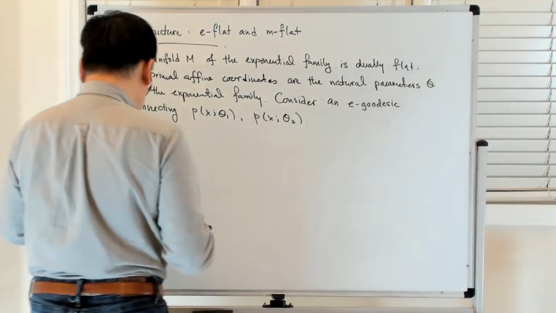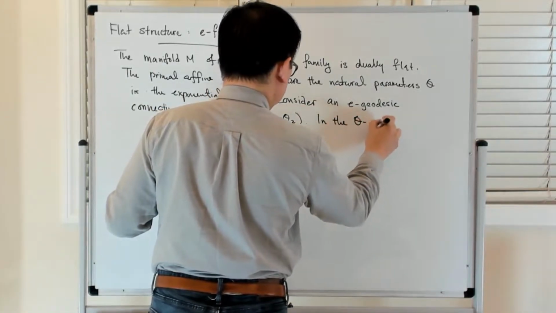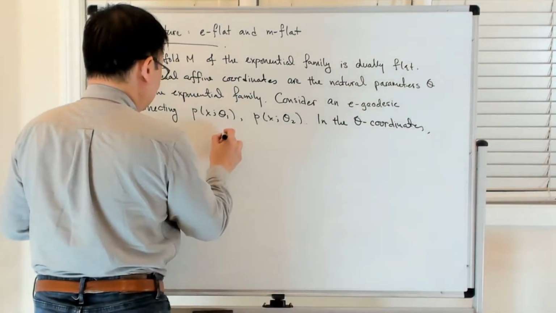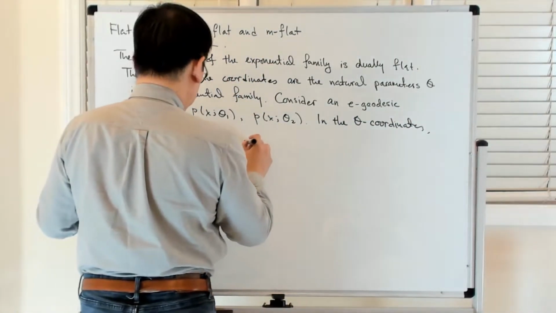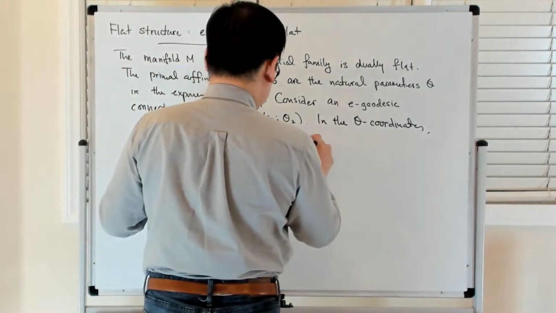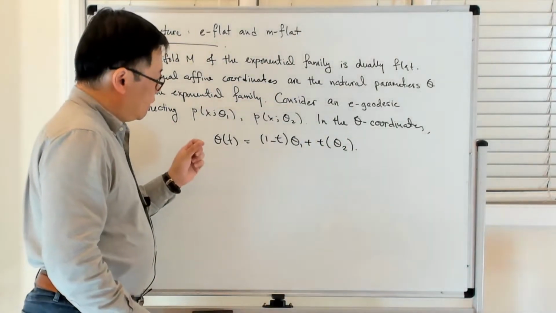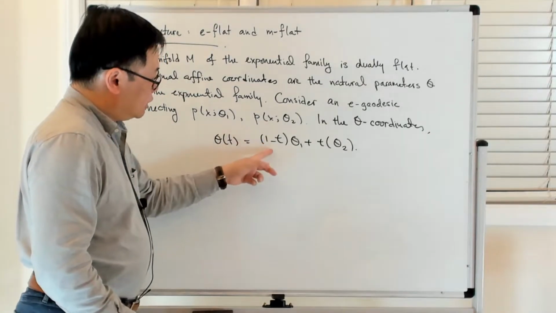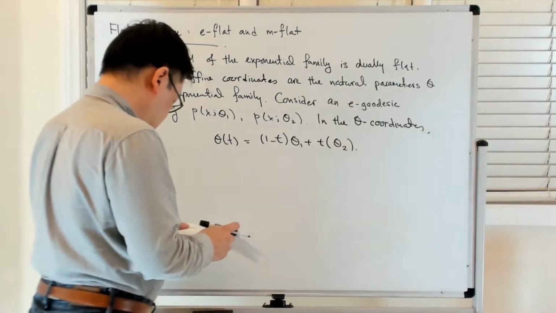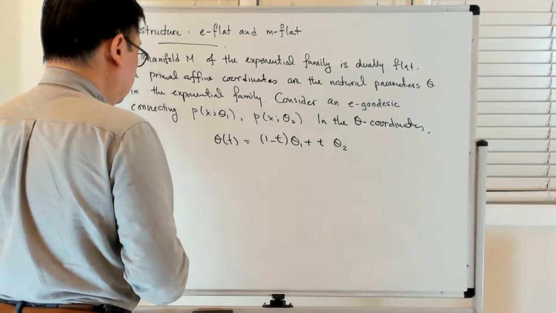So in the theta coordinate system, you have that theta as a function of time t is (1 minus t) times theta 1 plus t times theta 2. So you know that at time t equals 0, it starts at theta 1, and at time t equals 1, it ends up at theta 2, right? Okay.